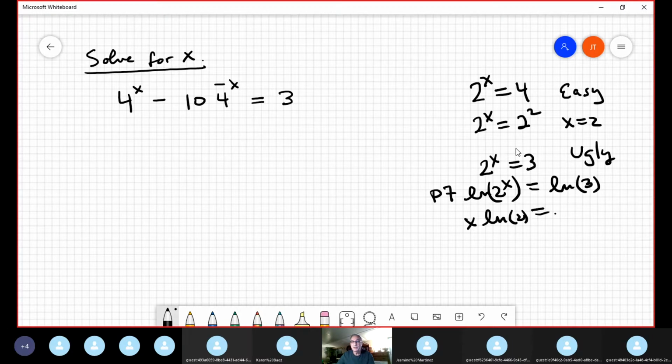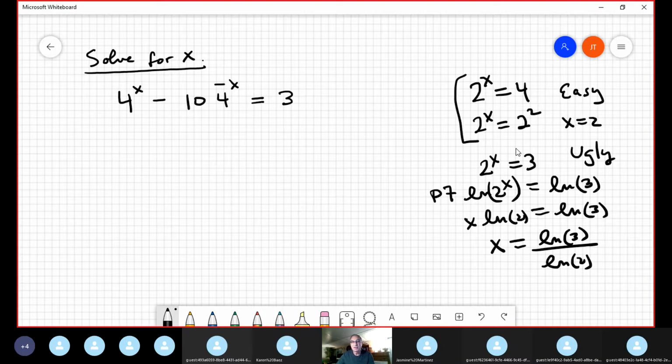And magically, the logarithm allows us to convert an exponential equation to a linear equation. And finally, divide both sides by ln of 2. If you want to compute this, well, use the calculator, and you find the decimal approximation. This is two different kinds that you can see in the test, right?